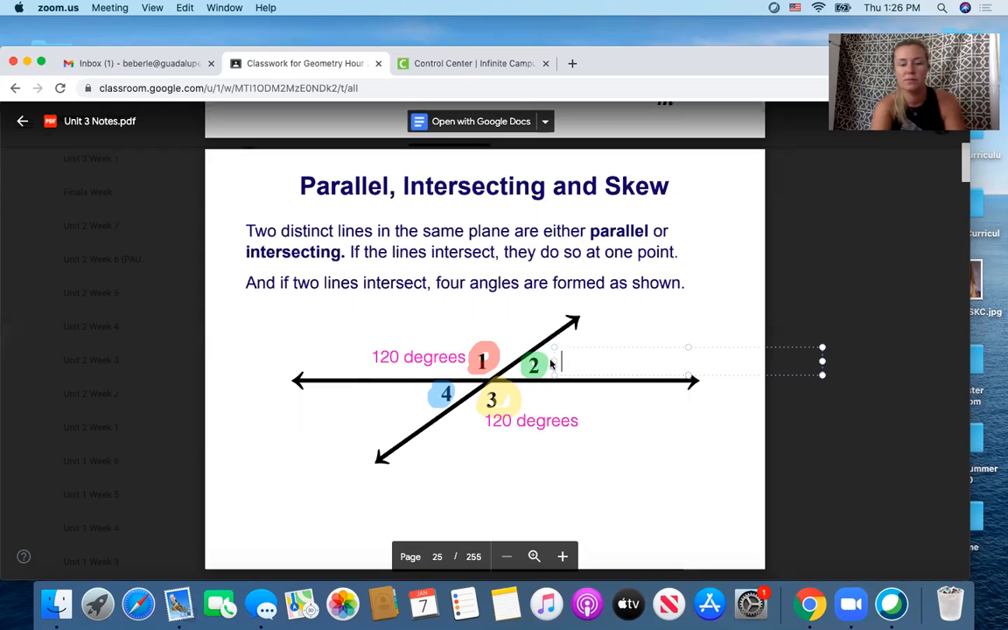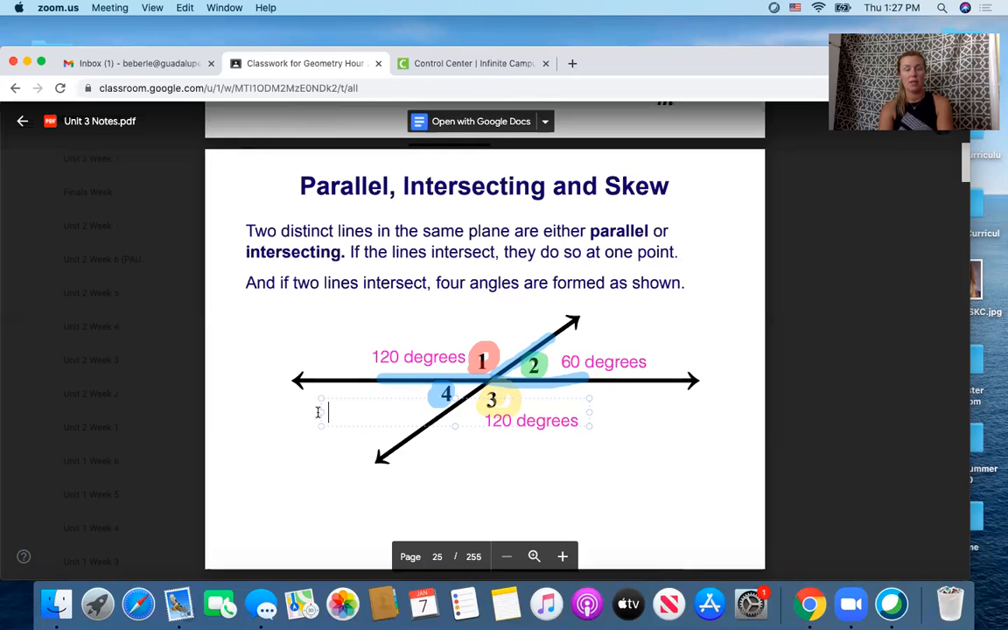Take 180 minus 120 and you get 60. What is a vocabulary word that we would use to describe how you knew what to do? How did you know that those add up to 180? They're on what? I might have confused you with my question. So he knew to take 180 and subtract out 120 because angle 1 and angle 2 are on a straight line.